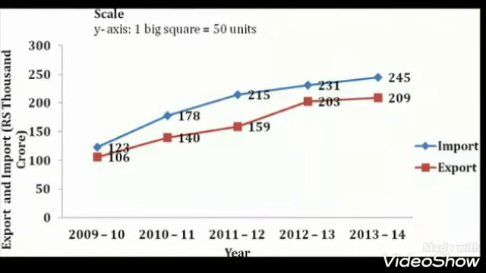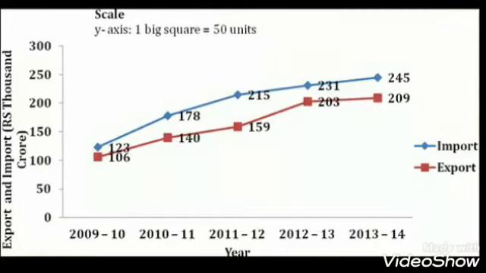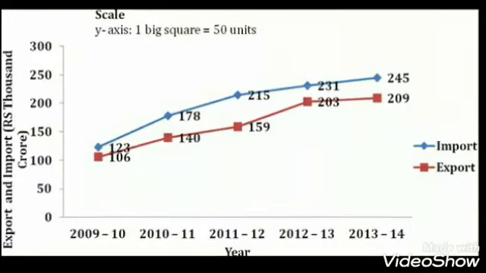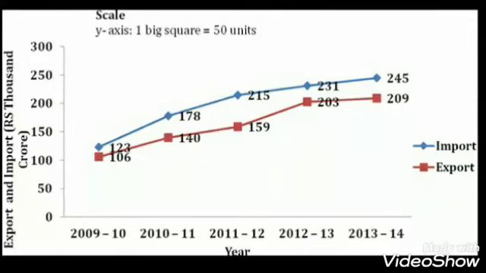Now if you see, this time series graph shows you in which year the export is increasing or the import is increasing, or the export has decreased in comparison with the previous year, or the import has decreased or increased in comparison with the previous year. So this is how a time series graph is constructed to show two or more than two variables.